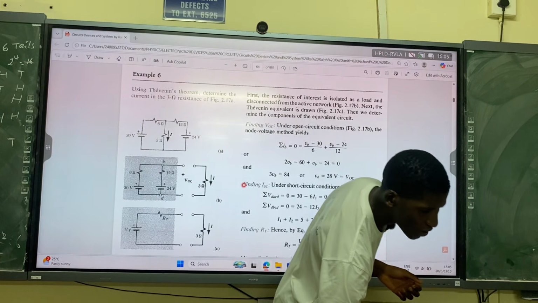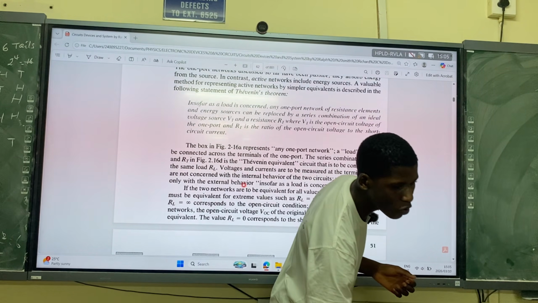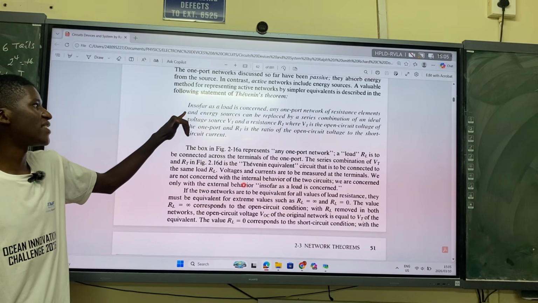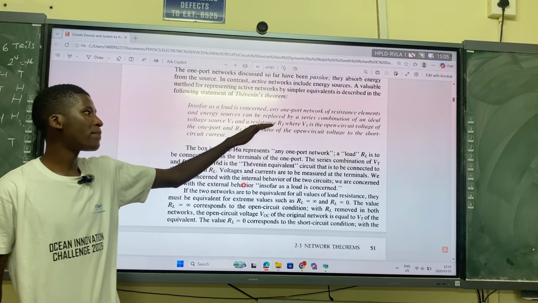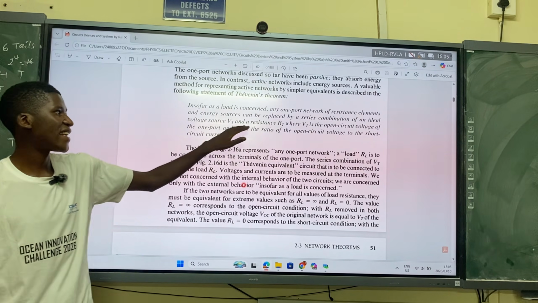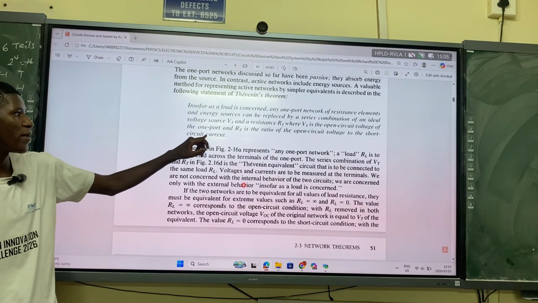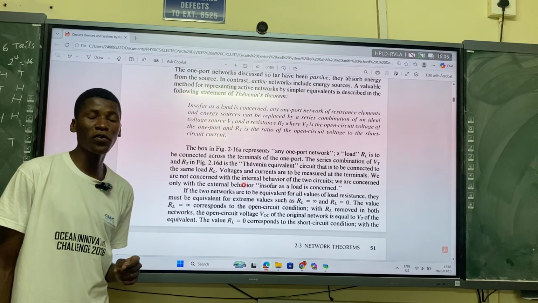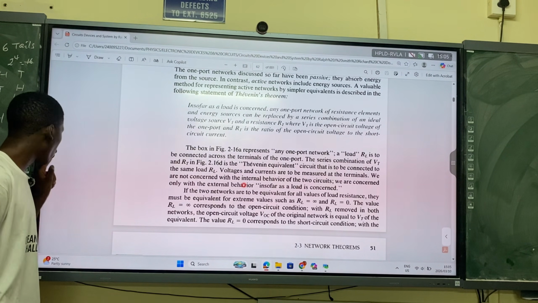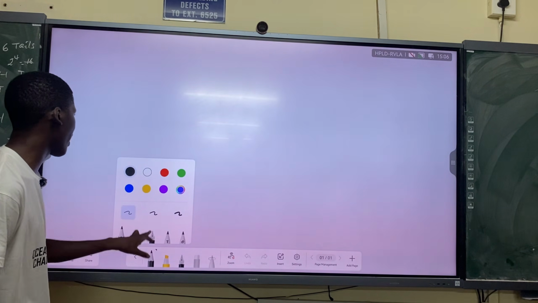So Thevenin's theorem, you guys can state it. In so much as the load is concerned, any one port network of resistance elements and energy sources can be replaced by a series combination of an ideal voltage source and a resistance RT, where VT is the open circuit voltage of the one port and RT is the ratio of the open circuit voltage to the short circuit current. So let's do an illustration to show how Thevenin's theorem works.